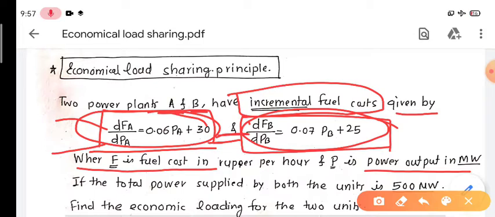Okay, so this is an incremental rate, and suppose these incremental rates are equal for n number of generators or for n number of power plants, then there is a sharing of economical load. This is nothing but our economical load sharing principle.